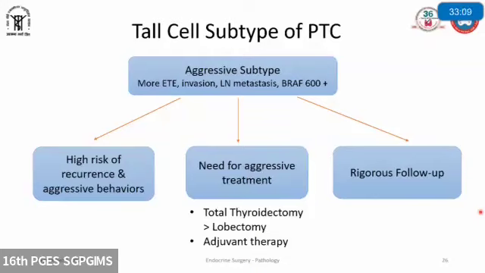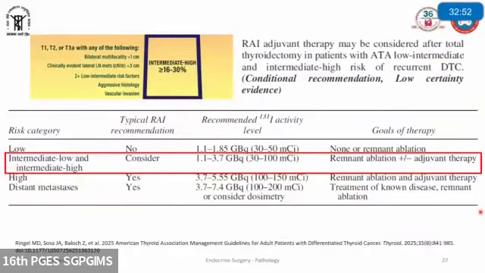So that translates into a high risk of recurrence and aggressive clinical behavior. So this needs more aggressive treatment in terms of thyroidectomy rather than lobectomy. Along with that, this type of tumor needs more adjuvant therapy in the form of radioiodine therapy or ablation, and these patients need rigorous follow-up. In the new ATA classification, this has been categorized in the intermediate to high risk group, having a recurrence rate of 16 to 30%. That is why it is mentioned that these patients need adjuvant radioiodine therapy along with TSH suppression.